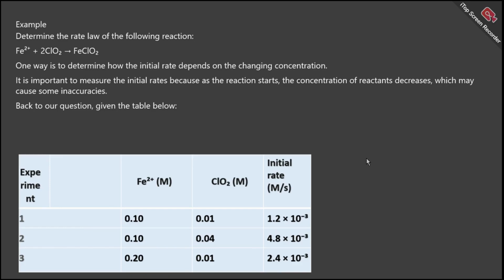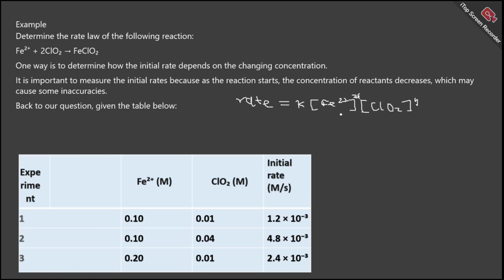The first example that we have is saying determine the rate law of the following reaction. So the rate law actually depends on the reactant and not the products. So in this case, it's going to be rate equal to K, then the reactant concentrations. So we have iron and chlorine dioxide. Now these will be raised to powers. Let's say this one is X and this one is Y.